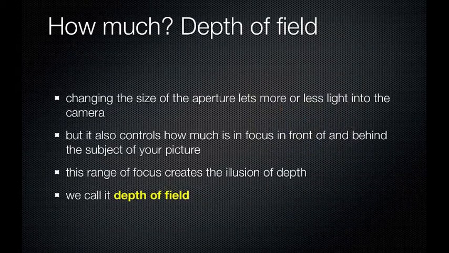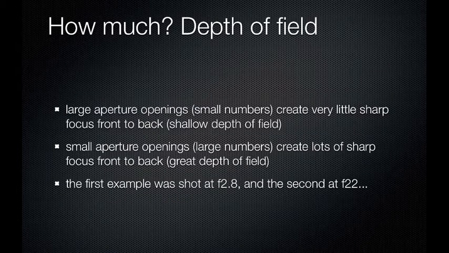So while we're talking about apertures, let's talk about depth of field. The size of the aperture controls this thing we call depth of field. Large aperture openings, small numbers, create very little sharp focus front to back. We call that shallow depth of field. Small aperture openings, large numbers, create lots of sharp focus front to back, greater depth of field.